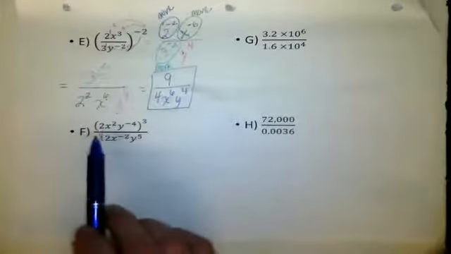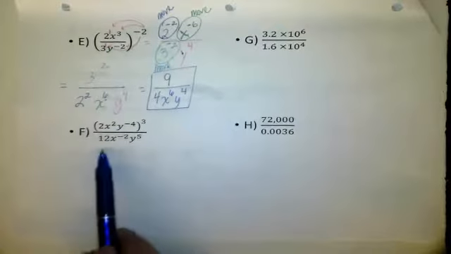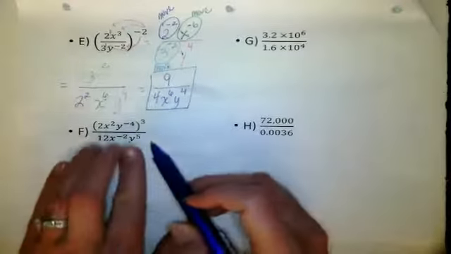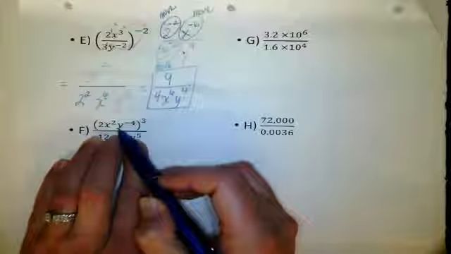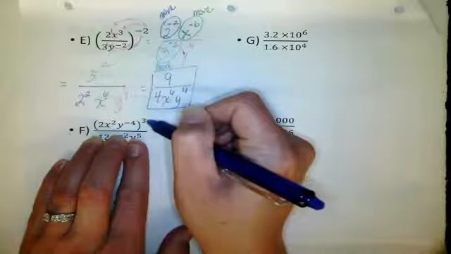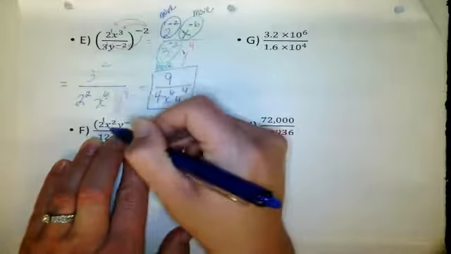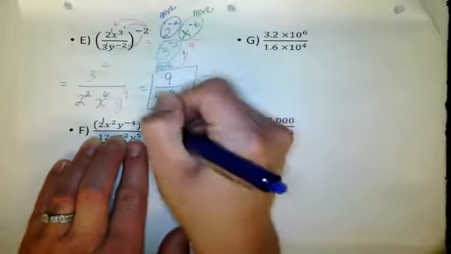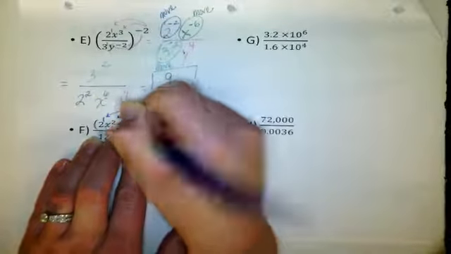All right, letter F. We have quantity, 2x squared, y to the negative 4th, quantity cubed, all divided by 12, x to the negative 2, y to the 5th. Again, parentheses tell me I need to try and do stuff inside of there, but I don't have any cleanup I can do. So my next thing I can do is worry about this power of. So I have 2 to the 1st. All of this is being cubed. What am I going to do with my powers raised to a power? Multiply those powers.